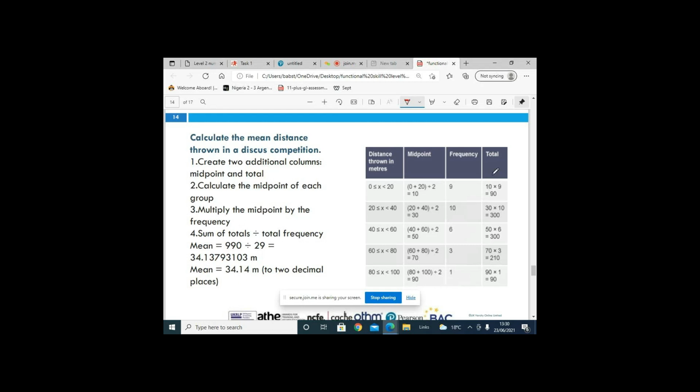So you now add these ones together. When you add them together, you get 990. Then the frequency: when you add all these ones together, that should give you 29. So 990 divided by 29 is 34.14. That is the mean. This one is a bit longer, but they won't stress you too much.